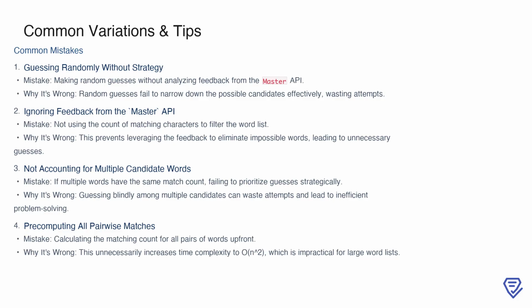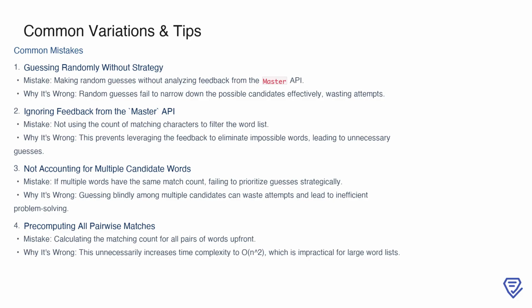Another mistake is ignoring the feedback altogether. The master API gives you the count of matching characters between your guess and the target word, and this information is crucial for filtering out words that can't possibly be the target. Without leveraging this feedback, you risk making unnecessary guesses. Additionally, when multiple words have the same match count, failing to prioritize your guesses strategically can lead to wasted attempts. Instead of guessing blindly, you should evaluate the candidates carefully.